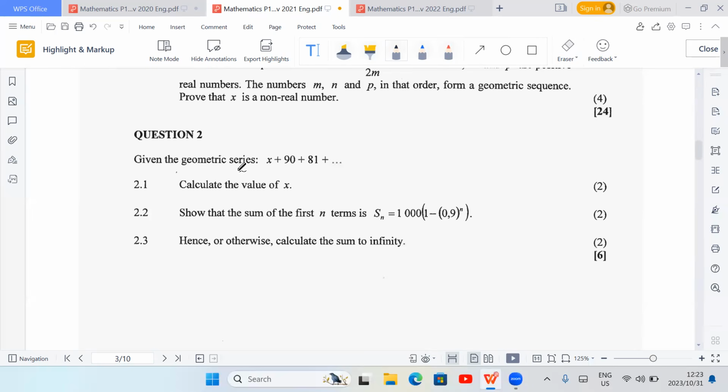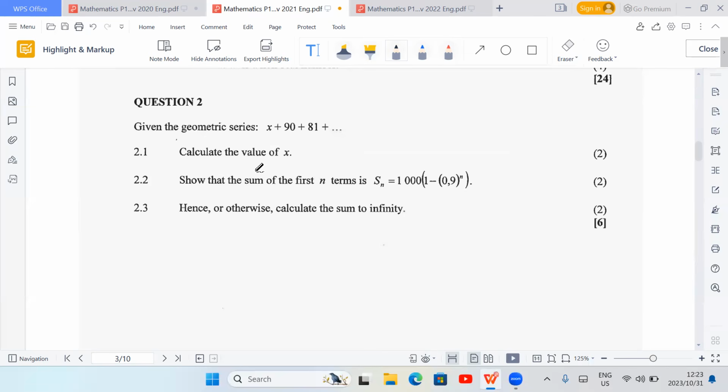So question 2, we are given geometric series this time. So they decided to start with geometric series.